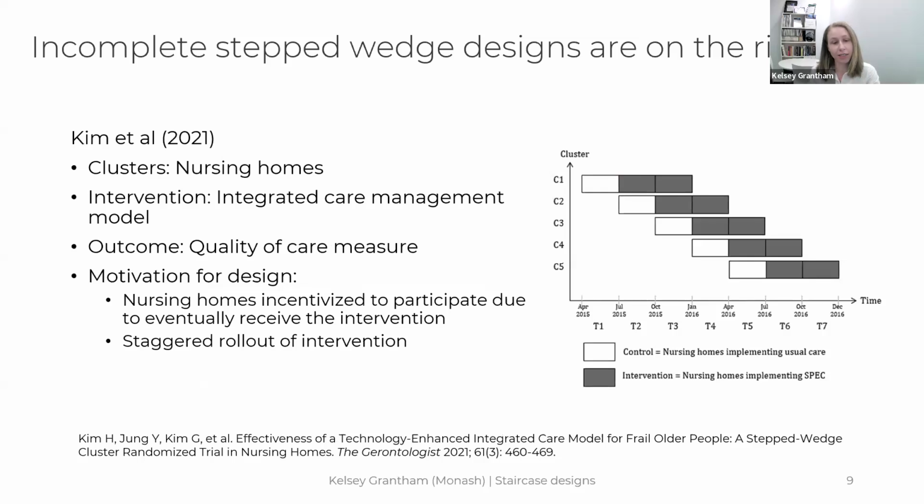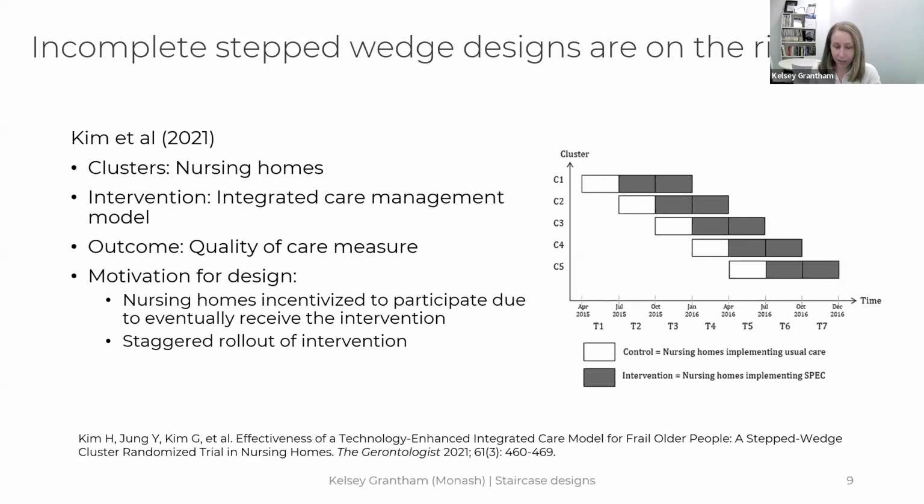And an incomplete stepped wedge design was also used in a trial testing whether a new integrated care management model could improve quality of care in frail adults across nursing homes in South Korea. The researchers stated that nursing homes were incentivized to participate in the trial, knowing that they would eventually receive the intervention. And they also required a design with staggered rollout across the nursing homes. And they needed to minimize measurement burden, since the quality of care outcome that they were interested in was time-consuming to measure.